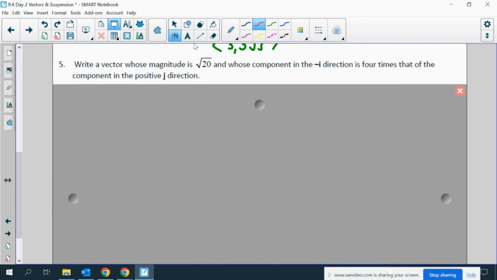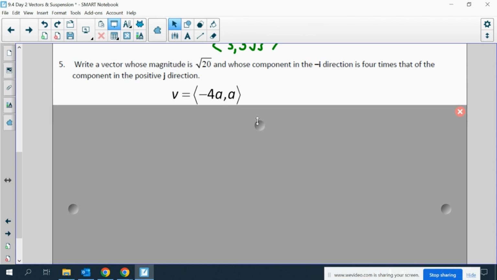Now I'm going to write a vector whose magnitude is root 20, and component in the negative i direction is 4 times that of the component in the positive j direction. So the first thing I'm going to do is call this unknown length a of some kind. In the positive j direction, I'm going to go a, but in the negative i direction, I'm going to go 4 times a.